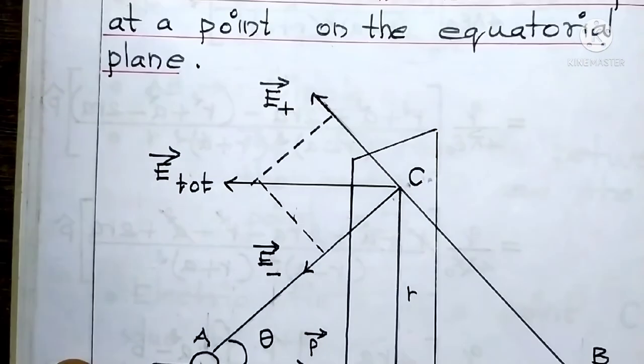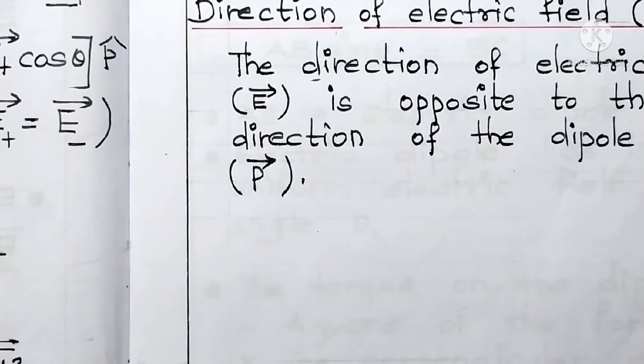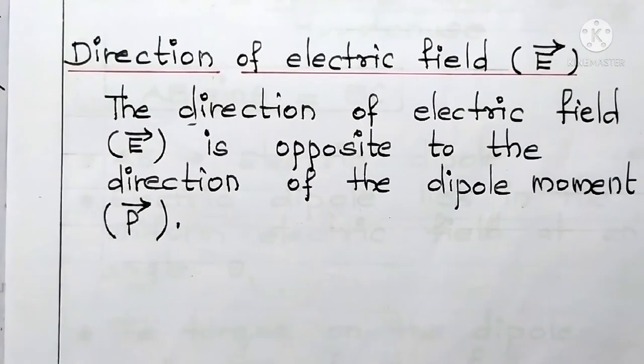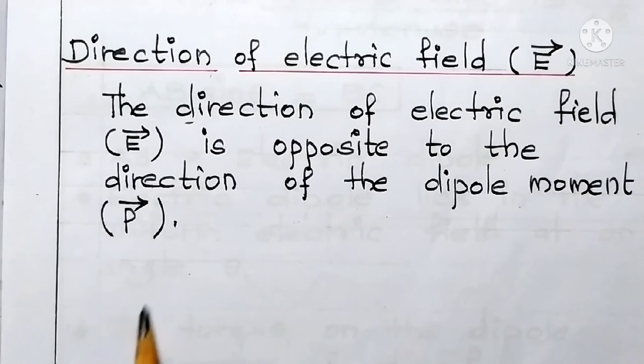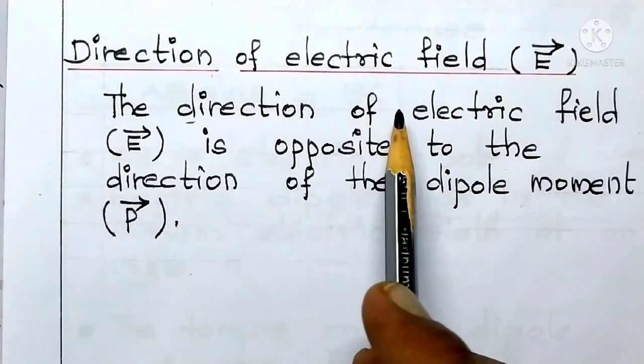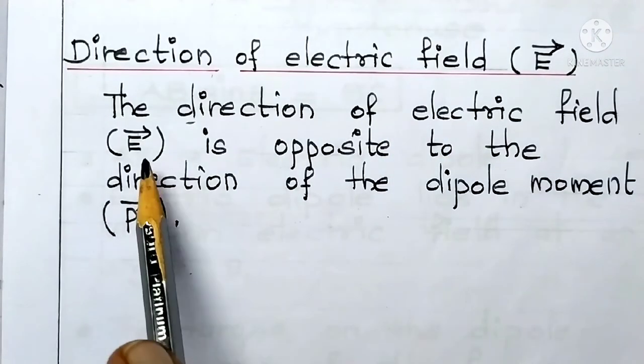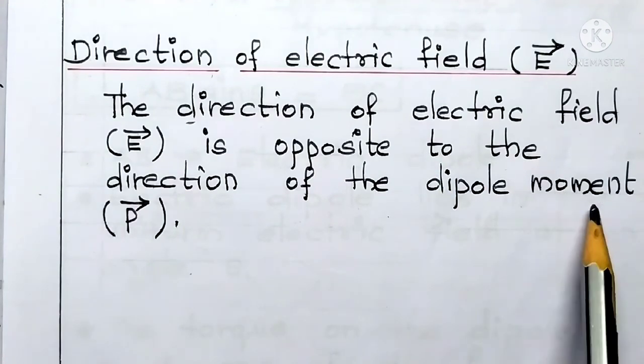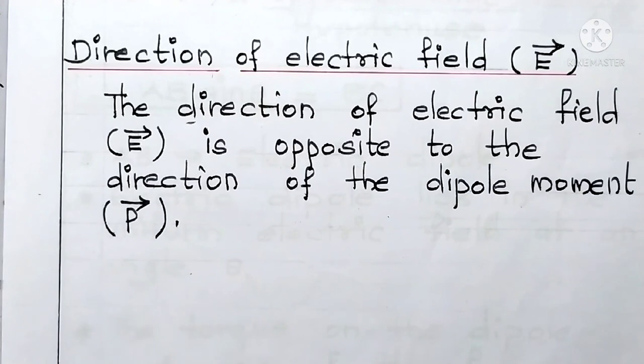Now we will come to the conclusion. Here, what is written over here? Direction of electric field E vector. The direction of electric field E vector is opposite to the direction of dipole moment P vector. So with this, the video has come to an end.